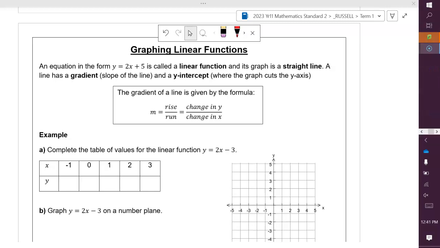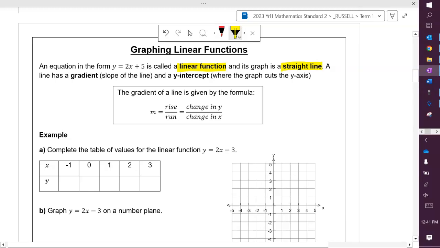In this lesson, we're looking at graphing linear functions. So an equation in the form of y equals 2x plus 5 is a linear function, and its graph is a straight line. A line has a gradient, which is the slope of the line, and a y-intercept, which is where the graph crosses the y-axis.